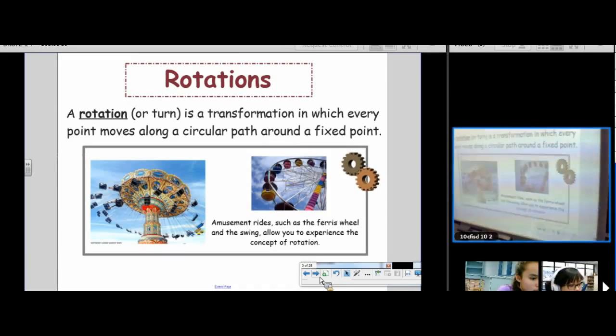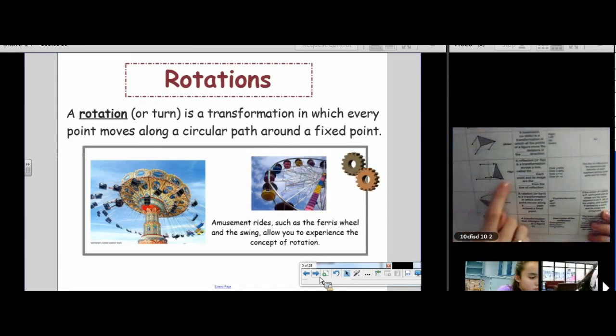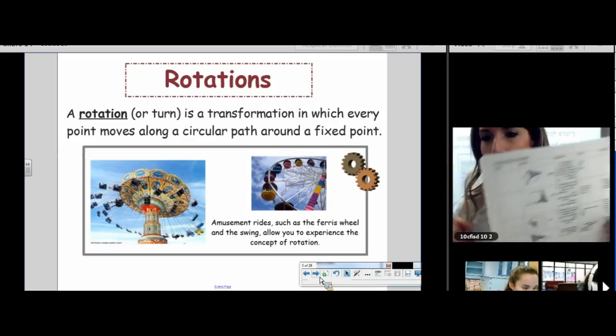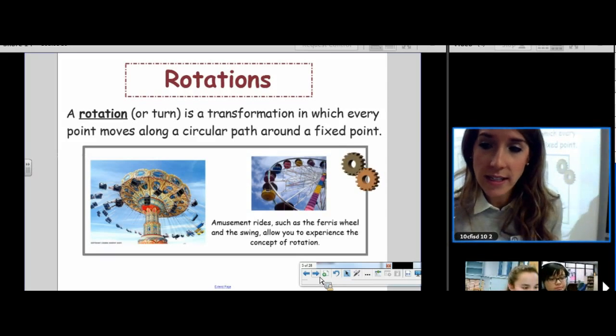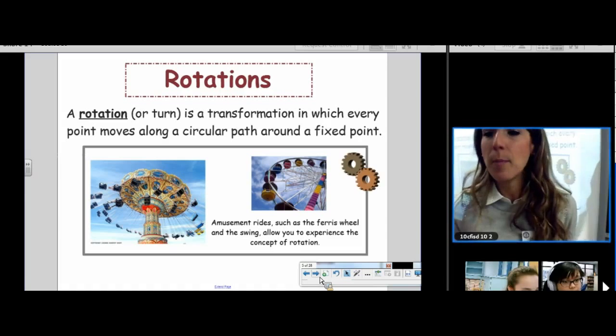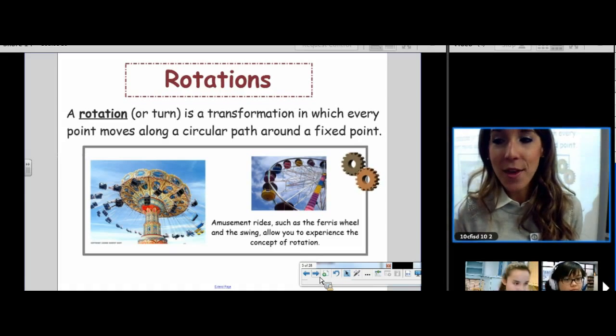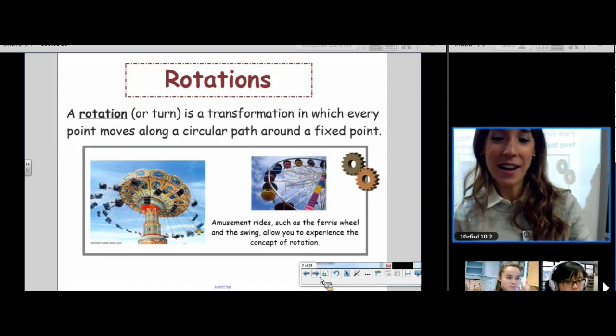Our little vocab sheet out. You're going to fill in the blank. You're going to fill right here, this blank. A rotation or a turn is a transformation in which every point moves along a circular path around a fixed point. So you're just writing the word circular.